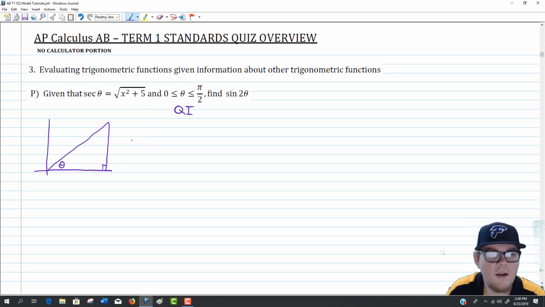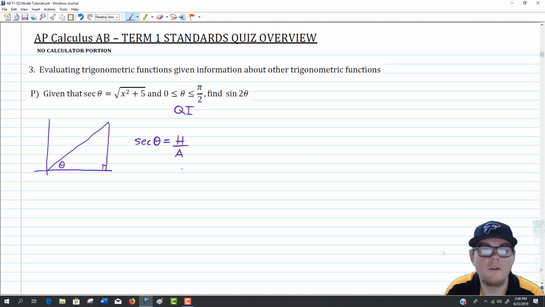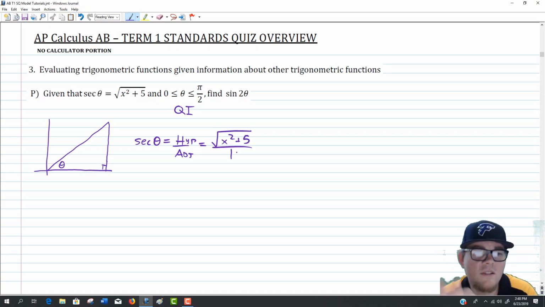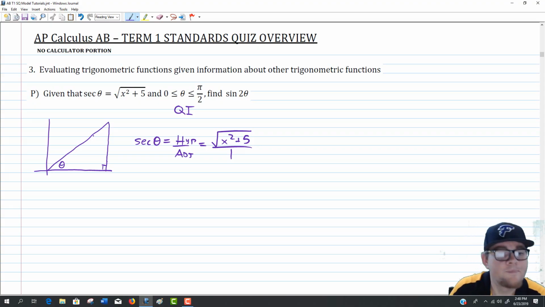this square root thing, this radical thing. So if you'll recall, secant of theta is the reciprocal of cosine, and since cosine is adjacent over hypotenuse, secant is going to have to be the hypotenuse over the adjacent. So what that's telling us is that our secant is going to be the square root of x squared plus 5 divided by the adjacent. And since we're just given a single radical as our ratio, you can assume it's over 1 for simplicity, and we'll just say that that is our ratio.